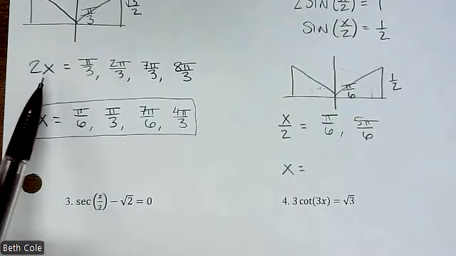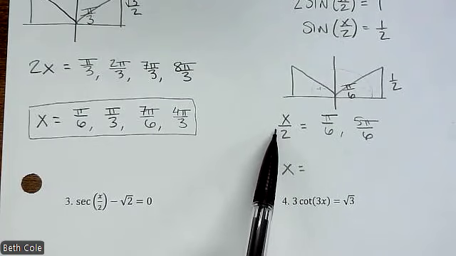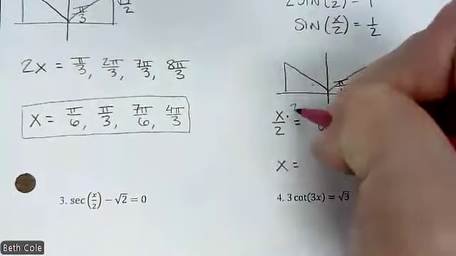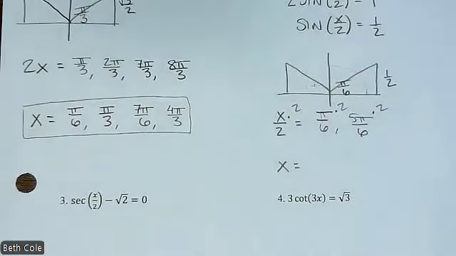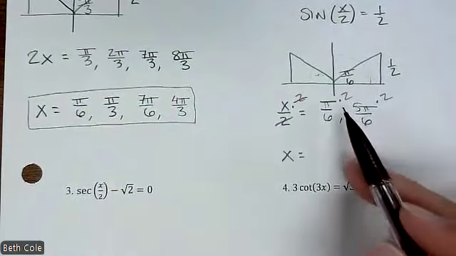Now, for this one, we divided by 2. For this one, to get x by itself, so that you can see it, I'll write it out. We're going to multiply everything by 2. If that helps you to see it, or if you don't need to write that, if you can do it in your head, that's totally cool. But what we're doing is getting the x by itself.